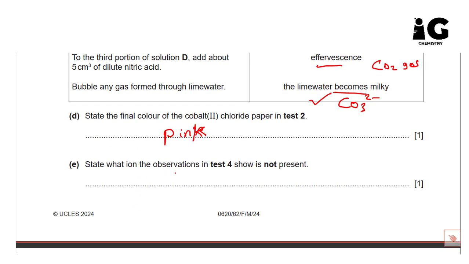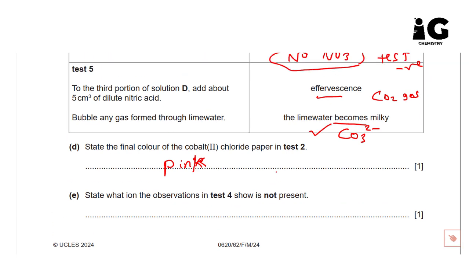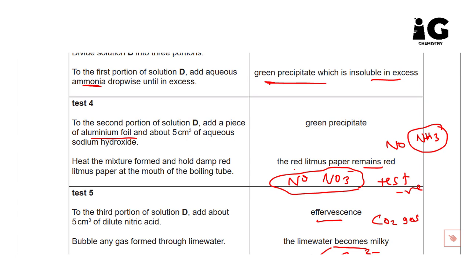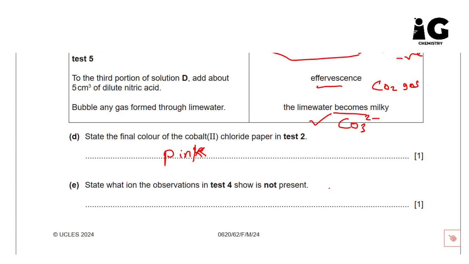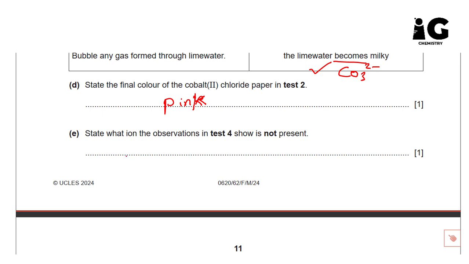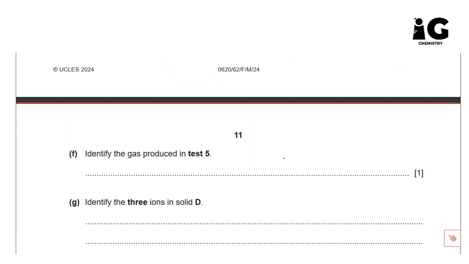State what ion the observation in test 4 shows is not present. In test 4, we said the anion here is NO3 minus. It's not found here, so this is actually nitrate. This is the test for nitrate anion, which is NO3 minus, and it's not present because there is no ammonia.